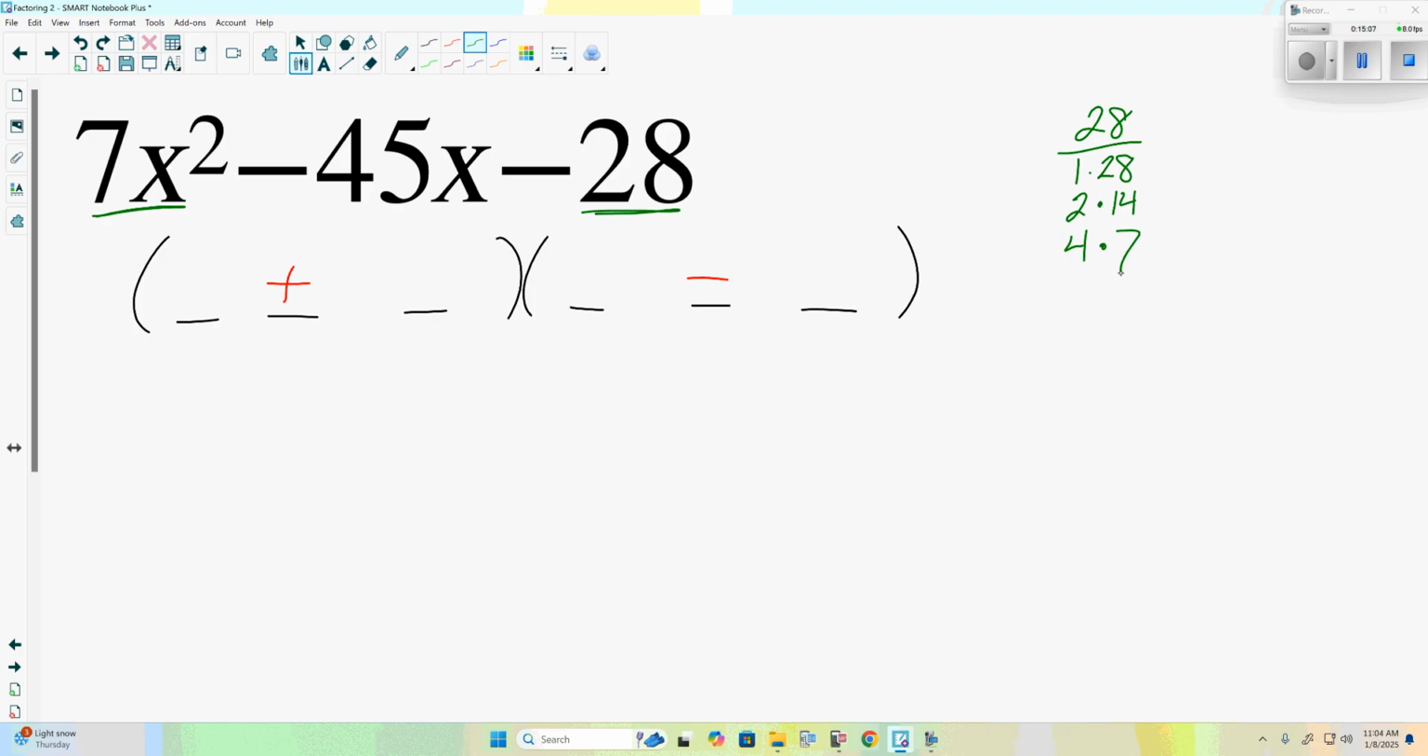Now we don't necessarily have to start with 28 or 7x squared because we could start with 28. Which set of factors for 28 do we want to try first? 4 and 7. And our 7x squared, factors of x squared are going to be x and x. And 7 is just going to be 7 and 1. So we get this here. Questions on this so far?